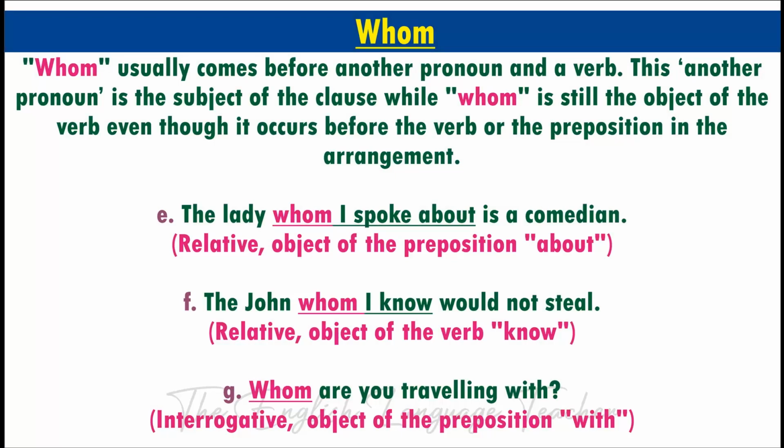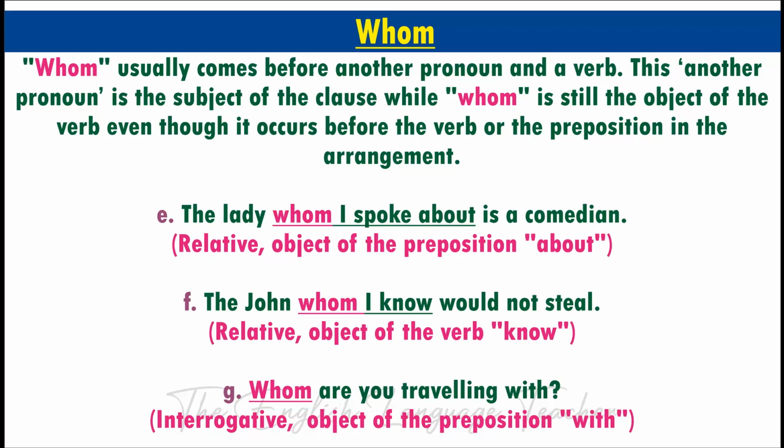On this page, we shall be explaining whom, W-H-O-M. Whom usually comes before another pronoun and a verb. This other pronoun is the subject of the clause, while whom is still the object, even though it occurs before the verb or the preposition in the arrangement. Let's see example E. The lady whom I spoke about is a comedian. If you look at this structure, whom comes before the pronoun I, comes before the verb spoke, comes before the preposition about. Yet, whom is the object of about.